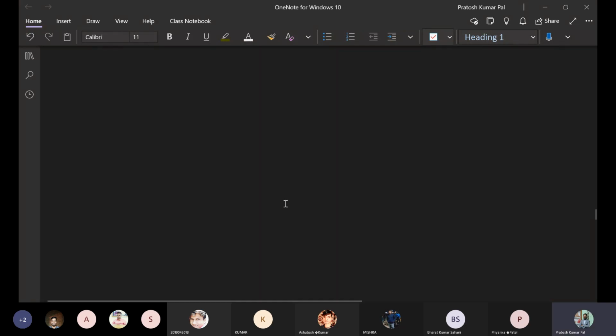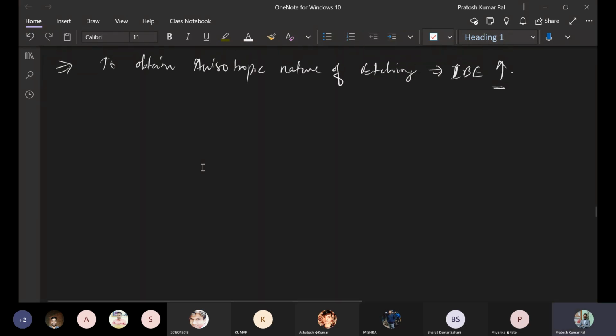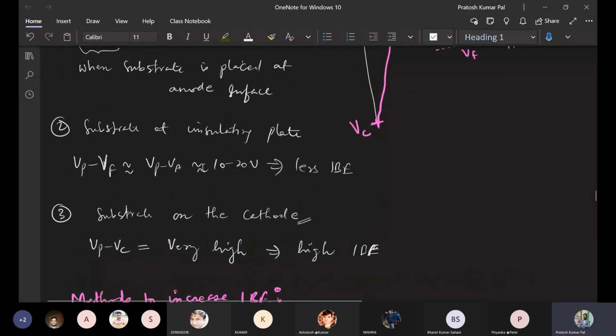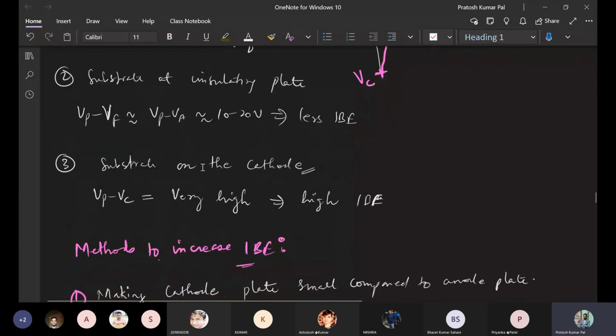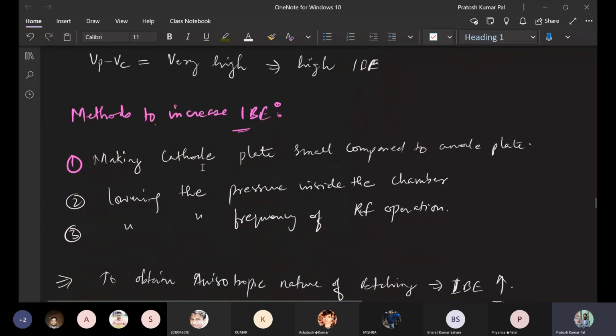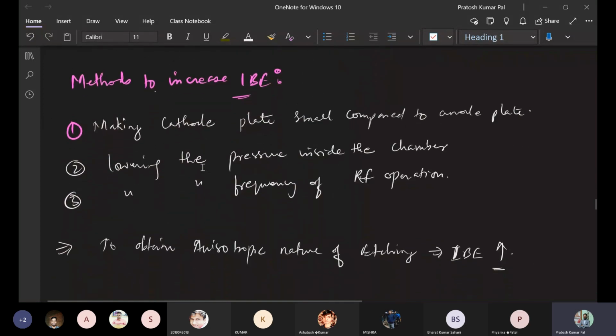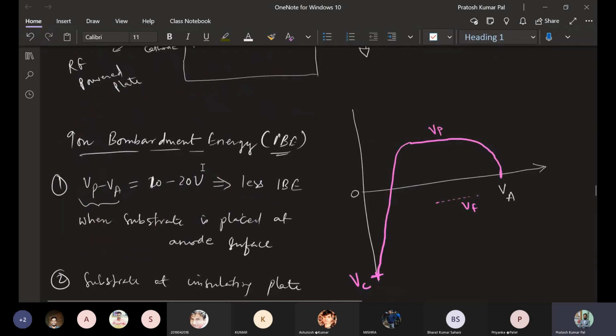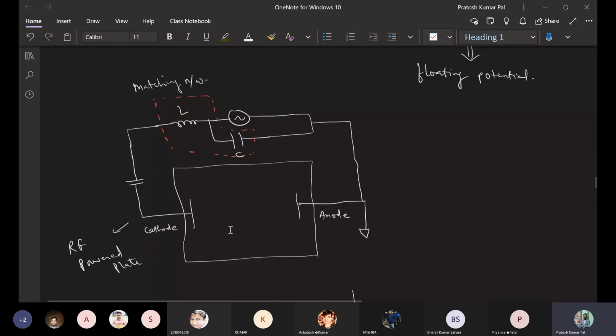So in the previous class, we were discussing the etching process. In that, we have seen two different processes like wet etching and dry etching. In dry etching, we have seen the setup for the dry etching. So this was the setup.